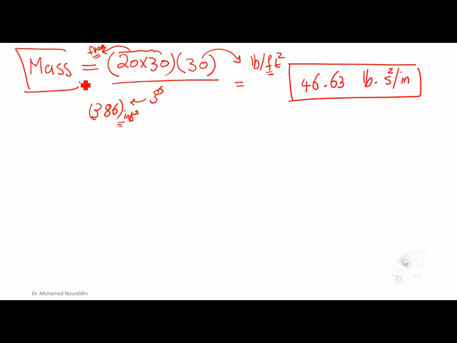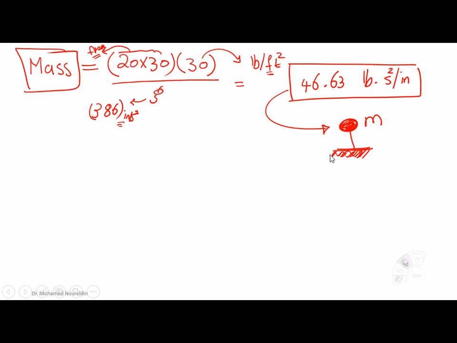This is the mass of the system. Again, this is considered as if we have a concentrated mass here. This is the concentrated mass of a single degree of freedom system. Well, now we are getting closer to what we have explained in the previous lectures.